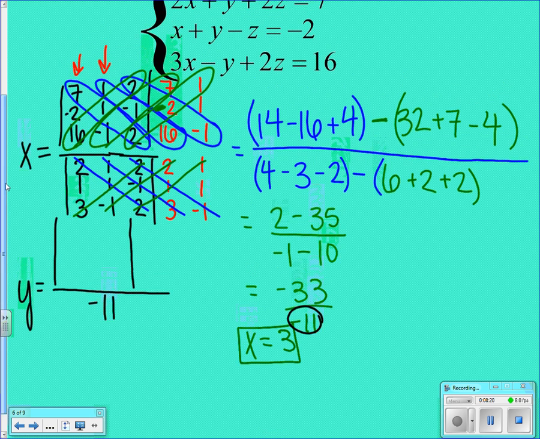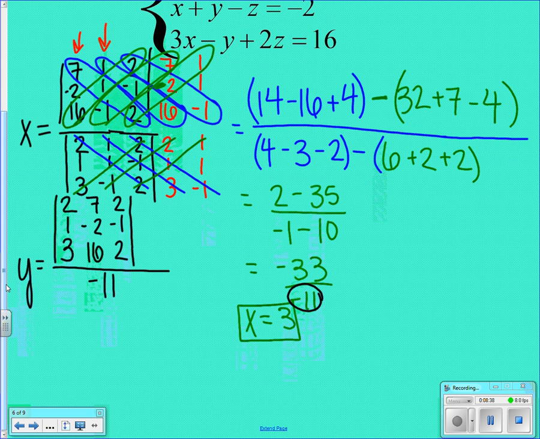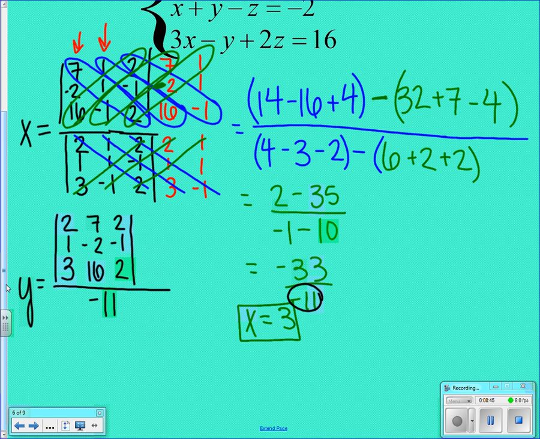And then, coming back up here, I'm going to keep my x's, so it's going to be 2, 1, 3. Instead of the y's, it's going to be 7, negative 2, 16. And then the z values is 2, negative 1, and 2. Okay, so that's how you're going to set that up. And then you're going to duplicate your first two columns. And I'm actually going to pull this down so that it's not quite so close to the x part. So we have 2, 1, 3, and then 7, negative 2, and 16.